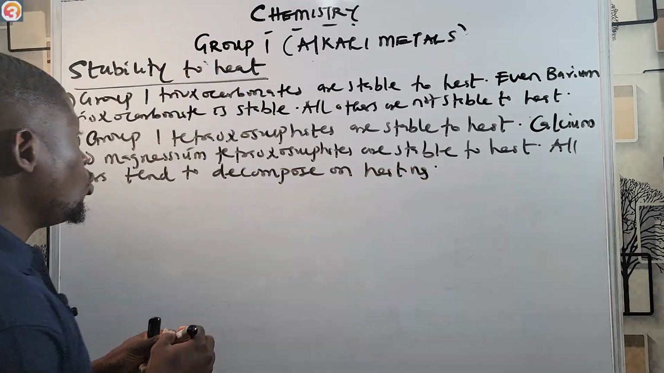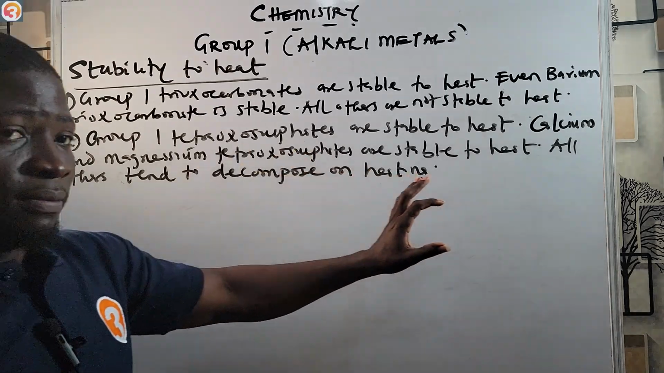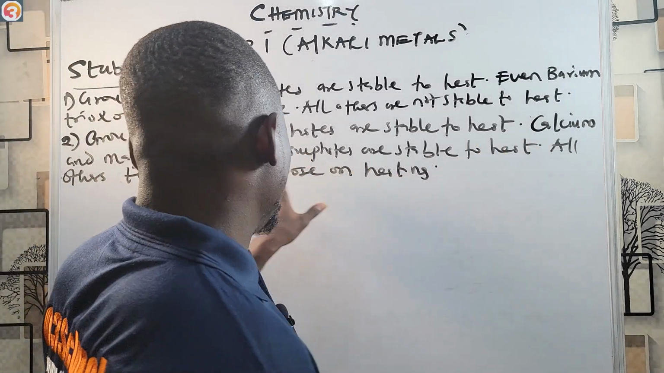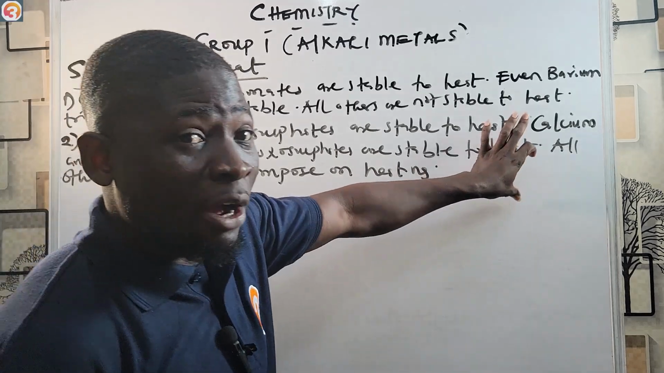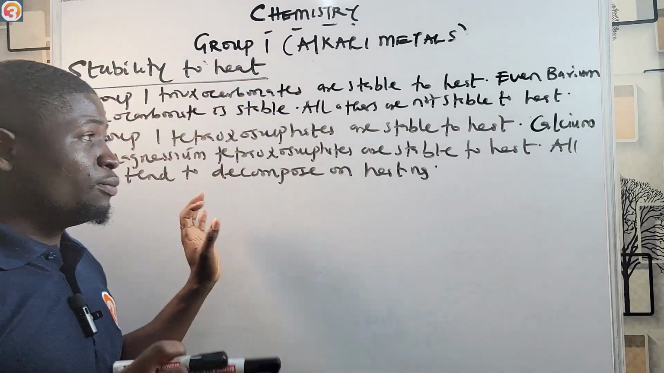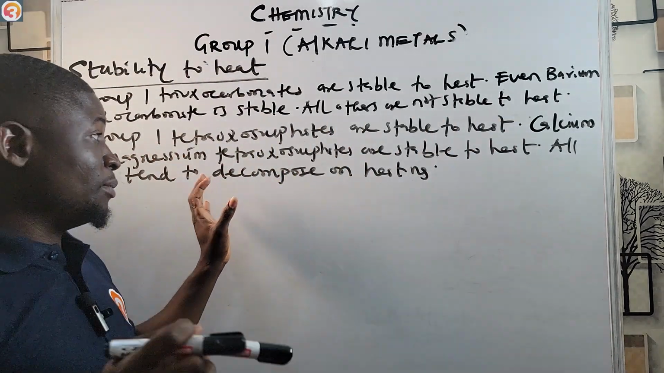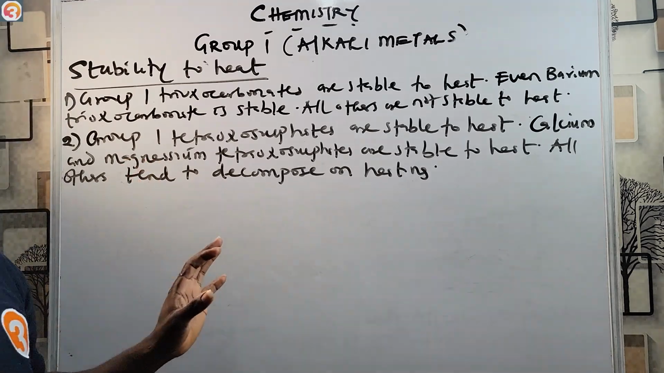All right. Now, group one tetraoxosulfates are stable to heat. Right. Now, calcium and magnesium are in group two. Right. They are also stable to heat. All other tetraoxosulfates are what?